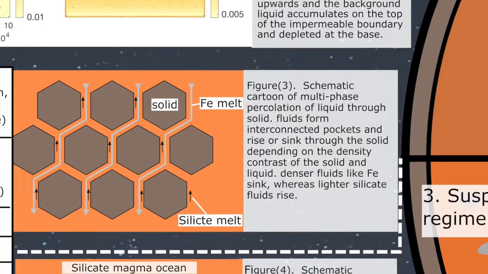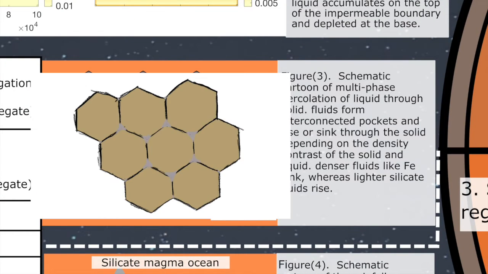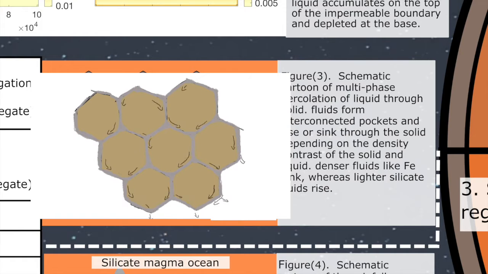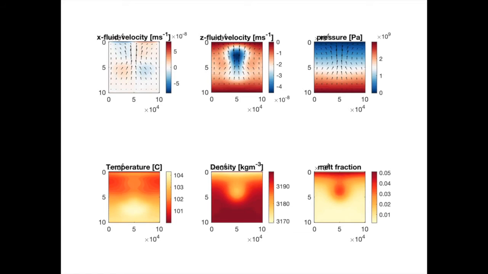When melt forms interconnected networks between solids, melt can percolate through the solid. Denser melts such as core-forming metals migrate downwards through the solid, whereas less dense silicate melts segregate upwards through the solid. This forms an early core and mantle.